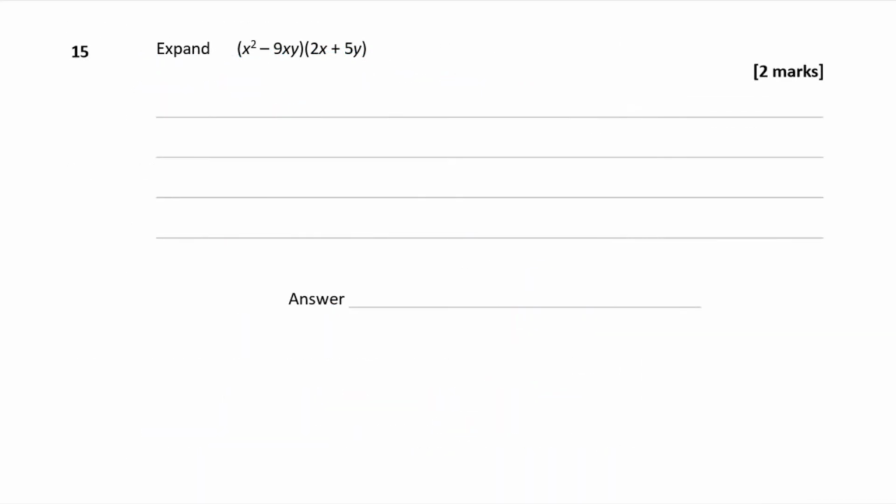Question 15, expand x squared minus 9xy times 2x plus 5y. Okay, so a little bit more complicated than normal, but it's just a standard multiplying out double pair of brackets, isn't it? So you can either do this as first outside, inside last, or two eyebrows, a nose, and a mouth, or you can use the grid method. I'm going to quickly do this in the grid method, I think, because I think it's a good way of doing it in an exam where you're not going to get flustered and lose a term.